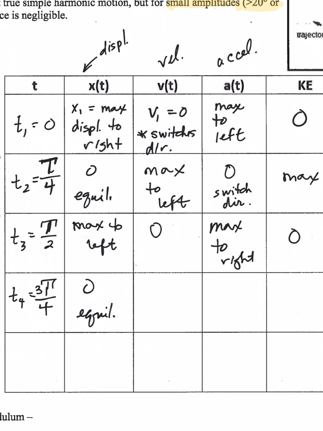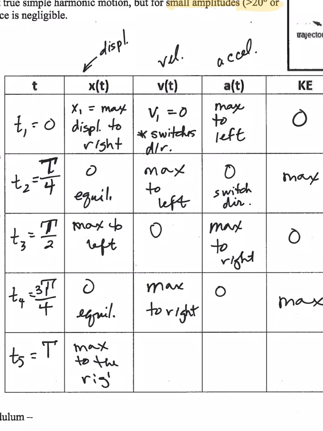Velocity? Yep, max to the right. Acceleration? 0, because it's changing directions. Kinetic energy is at a max, and potential energy is at 0. And then finally, we're at T sub 5, which is total period. We've done one cycle. So we know what's going to happen here. We know its displacement is what? Max to the right.